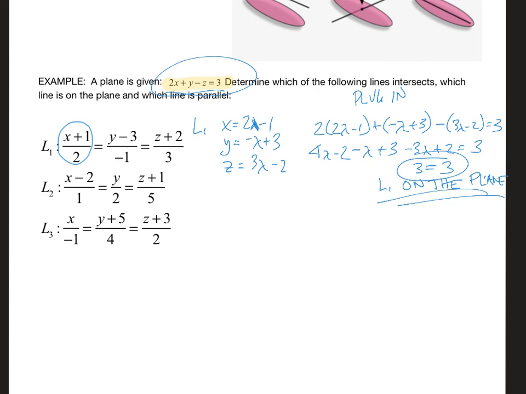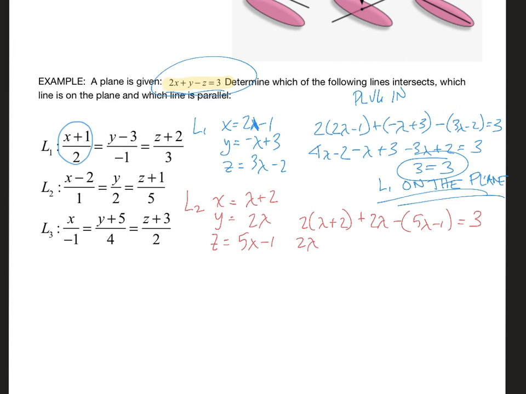I'm going to switch colors. Let's do line 2. Again, starting with parametric form: x is going to equal lambda plus 2, y is going to equal 2 lambda, and z is 5 lambda minus 1. Then again I'm going to plug them in. So 2 times (lambda plus 2) plus 2 lambda for y minus (5 lambda minus 1) equals 3.